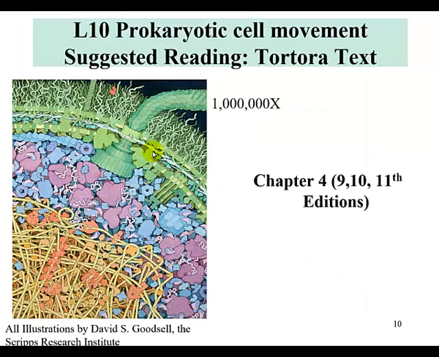For more information, read Chapter 4 in the Tortora text. This illustration here is by David Goodsell. It shows a cross-section across E. coli showing all macromolecules at 1,000,000 times magnification. The molecular complexity of this bacterial cell is emphasized in this image, which features a rather large flagellum and the motor proteins that power its rotation.